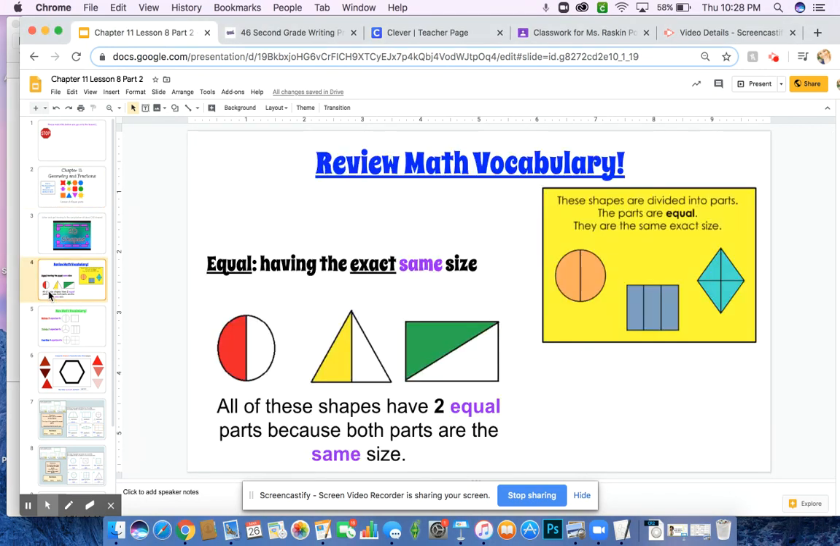So in part 1, we did talk about the word equal, and equal means having the exact same size. So in part 1, you were organizing shapes based on whether they showed equal parts inside or unequal parts inside. And from what I saw, a lot of you did a really good job with that. So now we're going to take it a step further.